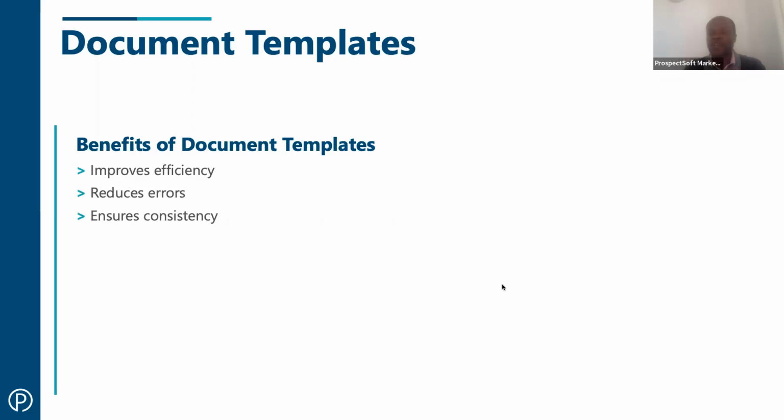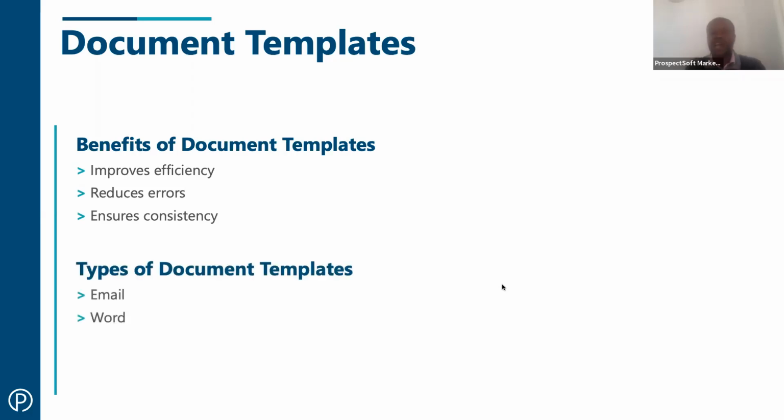It also reduces errors because you're not having to copy and paste. You're not having to type things out from scratch. And it also makes sure that everything is more consistent because you're using the same templates time and time again. You're not having to make tweaks and format documents and emails, and all of the related inefficiencies and errors that can cause. So those are the key benefits of using document templates within Prospect CRM.